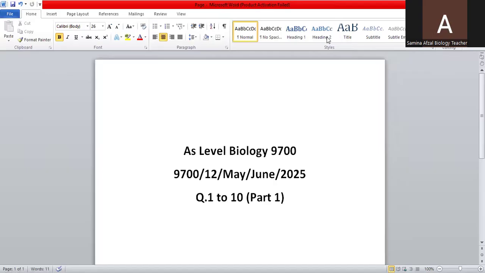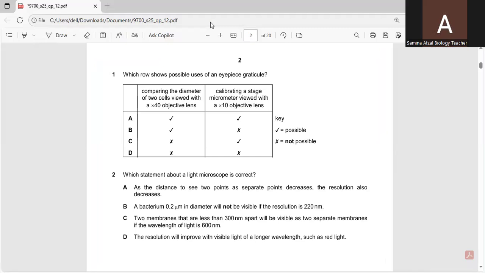AS Level Biology 9700, Paper 1, Variant 2, May June 2025. Students, today we are going to discuss from question number 1 to question number 10. And so I'm going to start with question number 1, which shows possible uses of an eyepiece reticule.